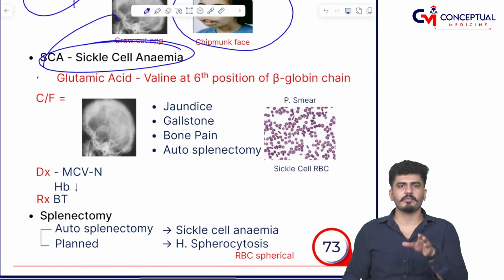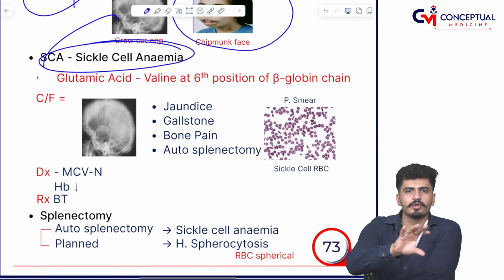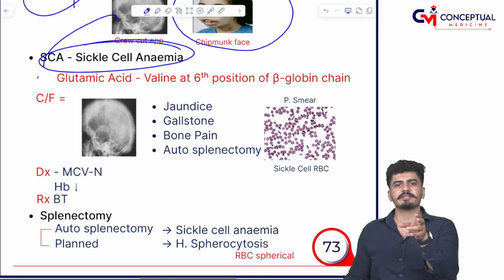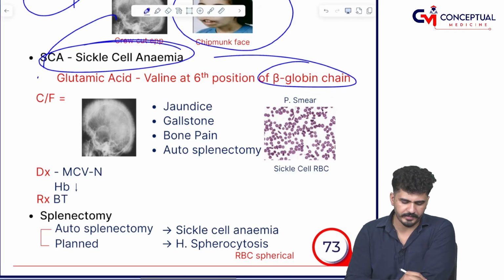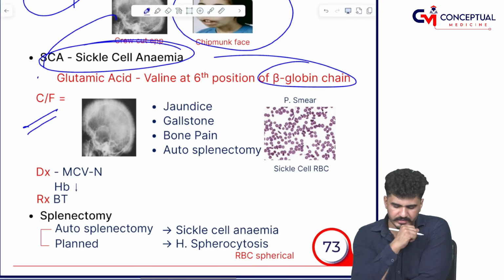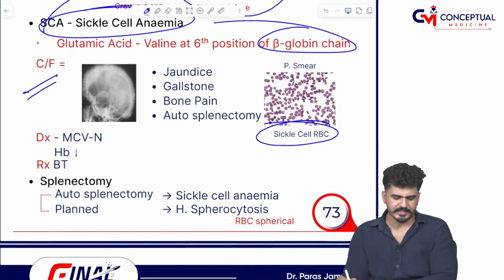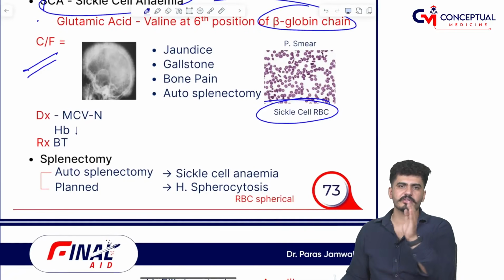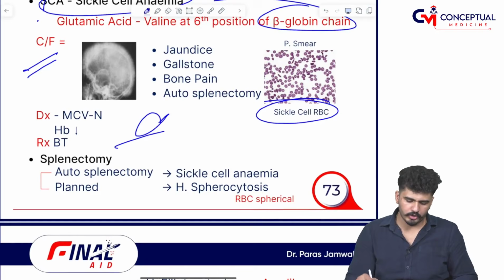Now sickle cell anemia. What is happening in sickle cell anemia? Your glutamic acid is replaced by valine at the 6th position of the beta globin chain. And here you will see a crew cut appearance. Also you will see the sickle cells. This sickle cell will do what? They will damage the spleen. So this is called autosplenectomy.